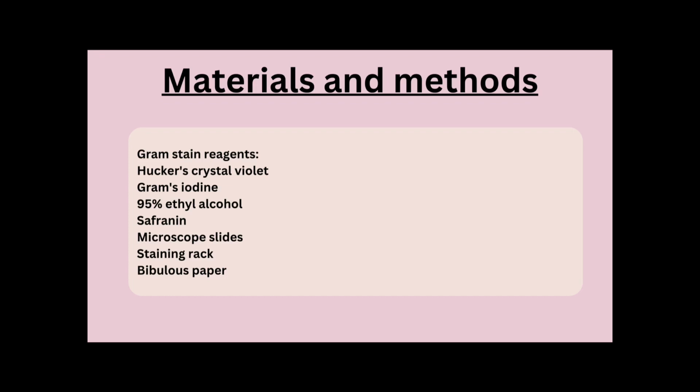Materials and methods for this experiment involve a few gram stain reagents. Firstly, Hucker's crystal violet. Secondly, Gram's iodine. Thirdly, 95% ethyl alcohol. Fourthly, safranin. Fifthly, microscope slide. Sixthly, staining rack. And seventhly, bibulous paper.